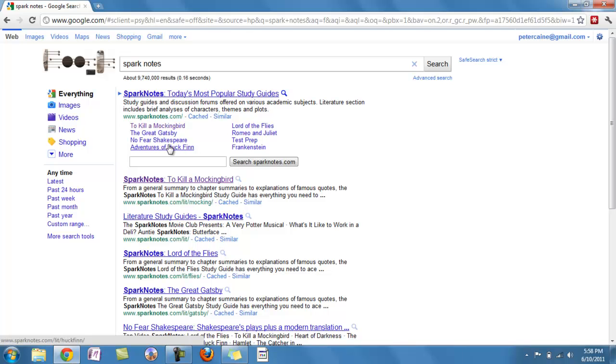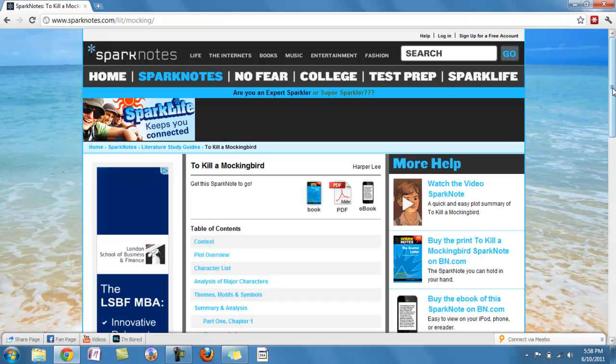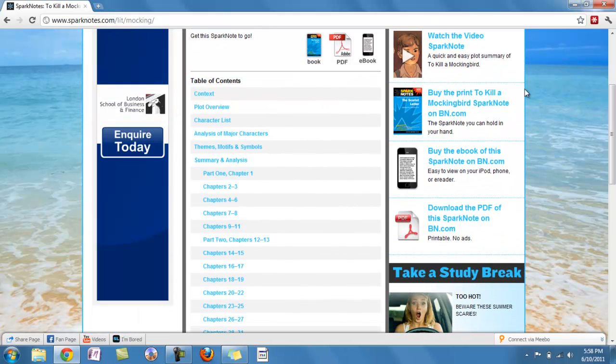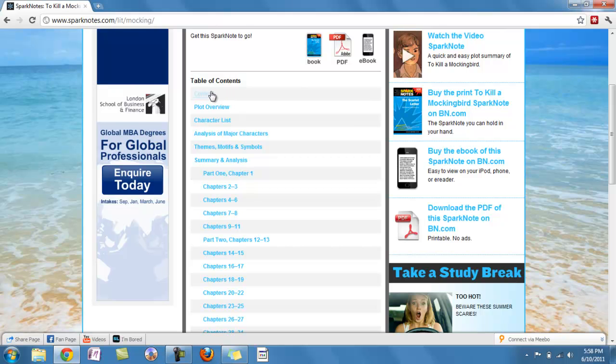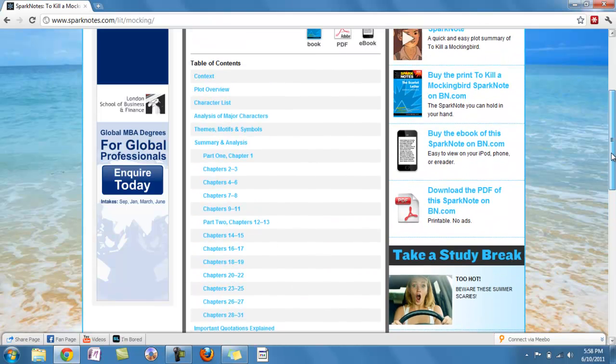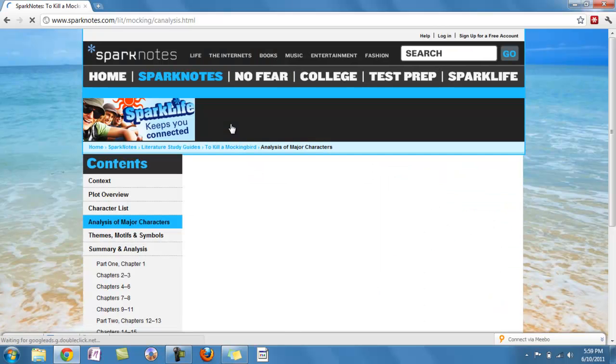they have lots of different novels, and then they analyze these novels. So what we want to do is choose a novel. Here I've chosen the famous To Kill a Mockingbird, and what you get is an analysis of the whole book. What we want to be looking at is analysis of characters.